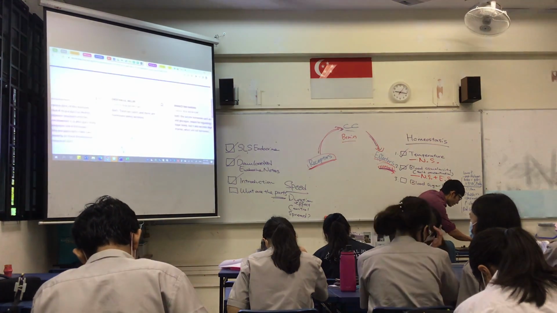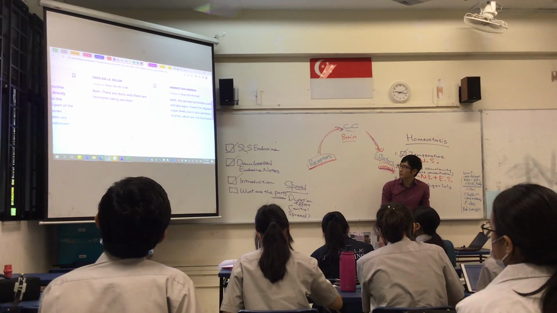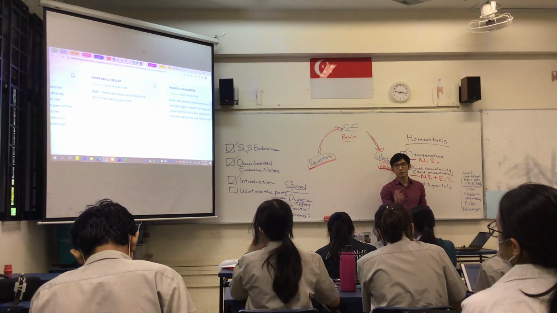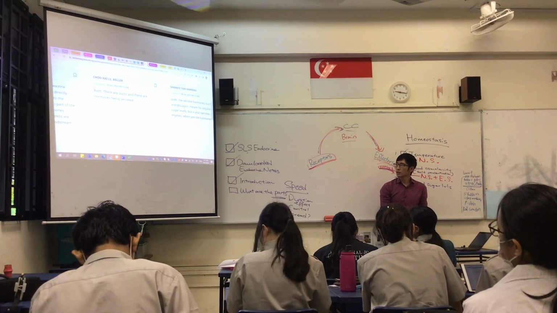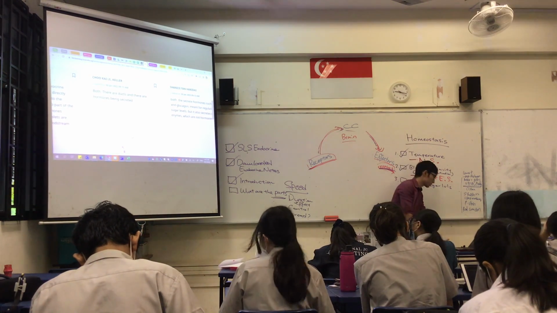Okay, let's look at Keller's point. Boom. He observes that there are ducts and there are also hormones being secreted. Two hallmarks of endocrine and exocrine glands. Exocrine glands always have ducts, endocrine glands produce hormones.